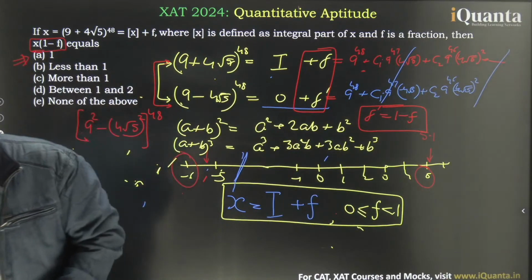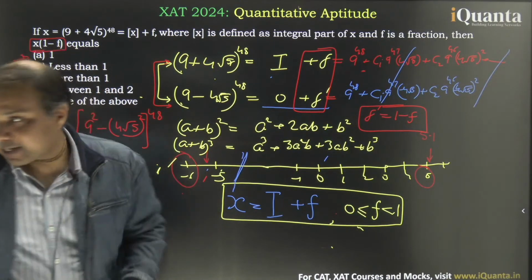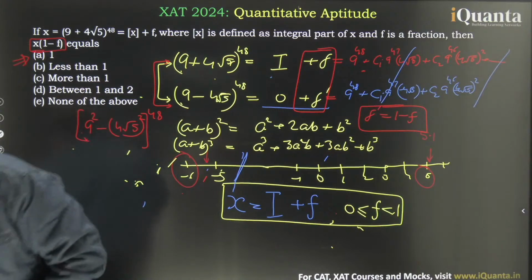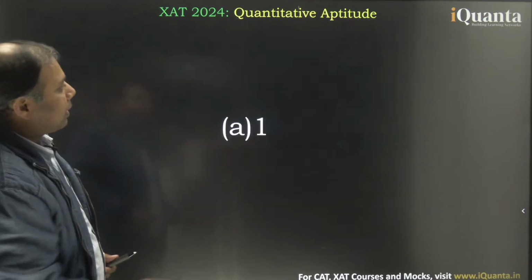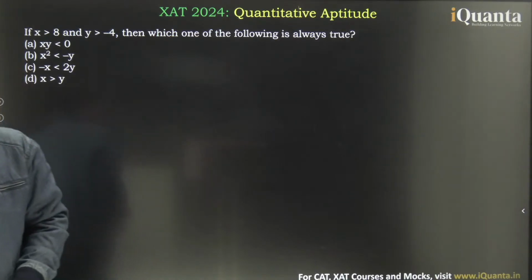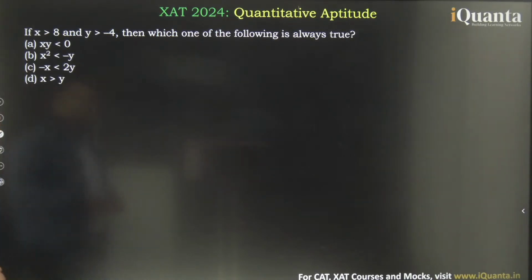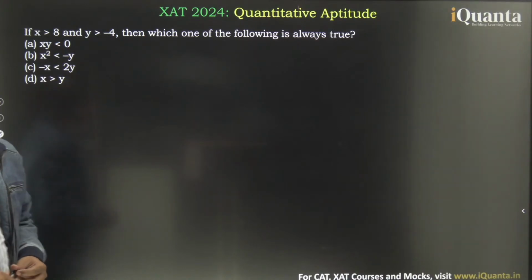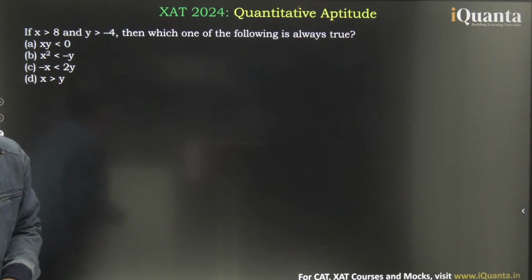Okay, let's move further to the next question. We are running out of time and we have a lot of questions to discuss. Let's see how much we can. Here is the next one. If x is more than 8 and y is more than minus 4, which one of the following is always true?